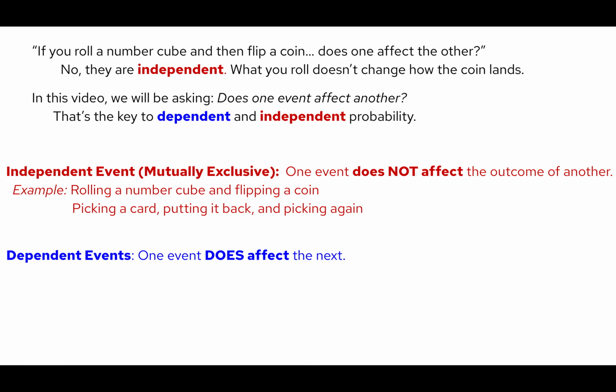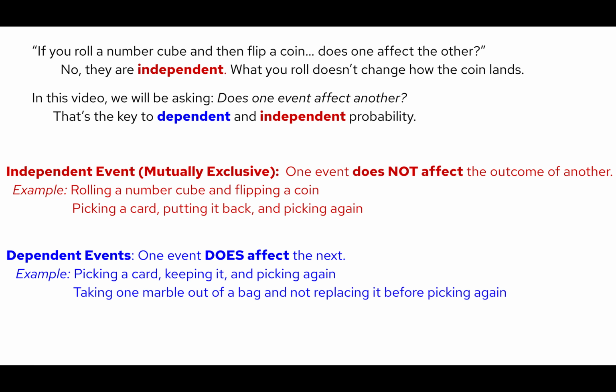If it's a dependent event, it does affect the next. So it's the opposite of independent. Here are a couple of examples. If you pick a card, but this time you keep it and then you pick again, that means there's one less to choose from. Or you take one marble out of a bag and you don't replace it before you pick again out of that same bag.